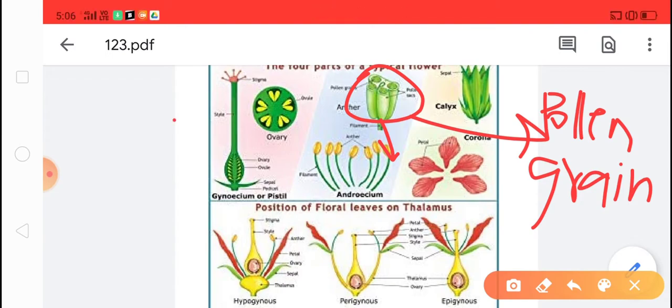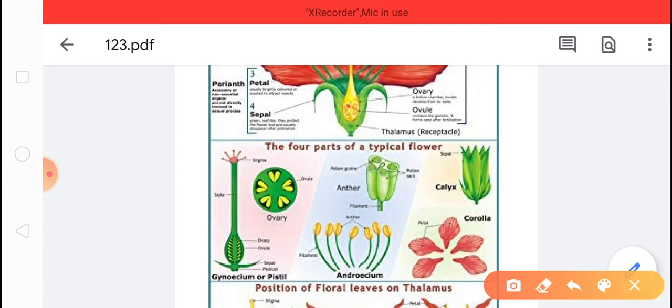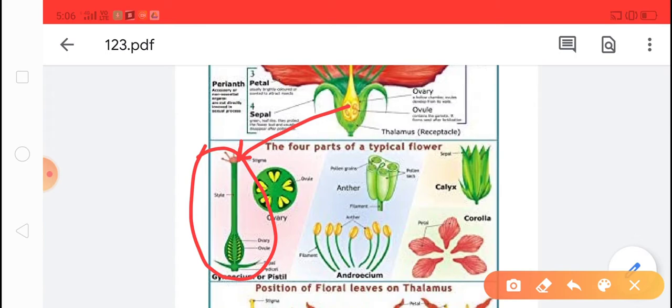In the center of the flower there is an ovary. The ovary is the female reproductive part of a plant. You know, the stamen is the male reproductive part of a plant, and the ovary is the female reproductive part of a plant. Both male and female reproductive parts are present in the flower, and that is why the flower is called the reproductive part of a plant.